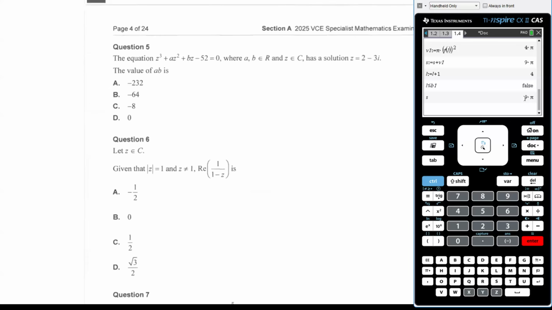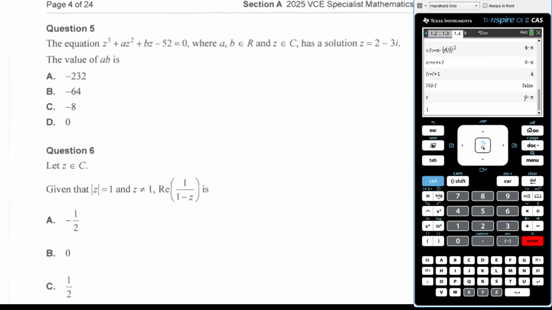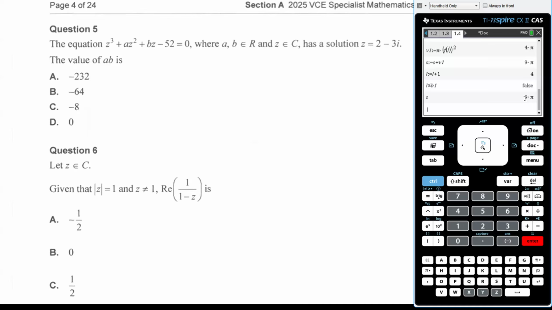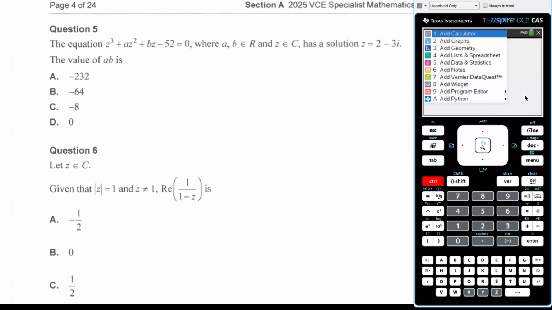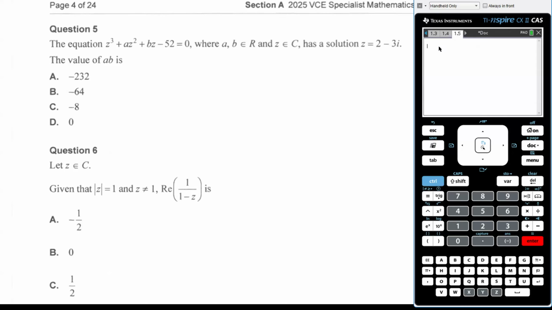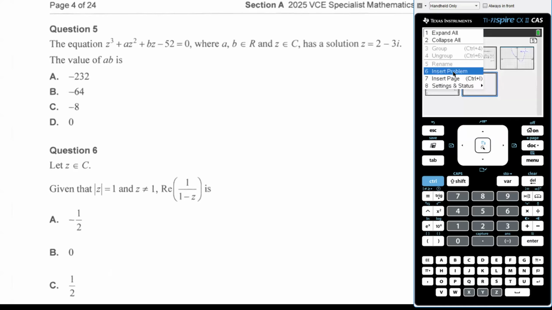Moving on, question 5. Question 5 gives you a polynomial equation for variable z belonging to the complex plane. What I'll do is, because I defined so many letters on my previous page, I'll insert another problem to avoid any potential variable clashes.